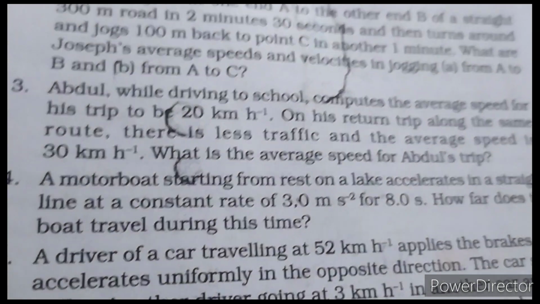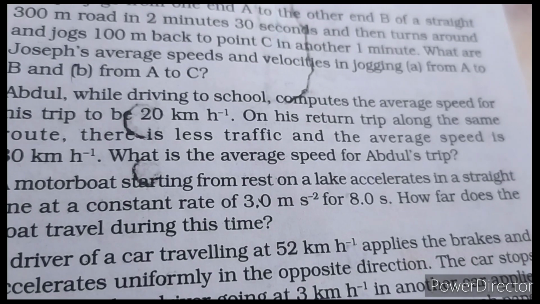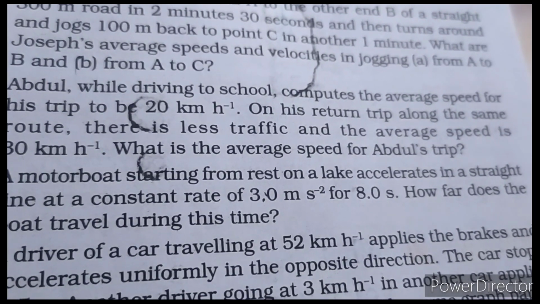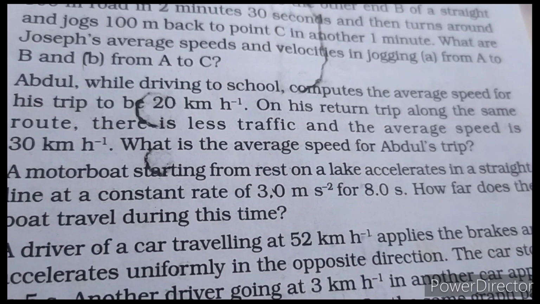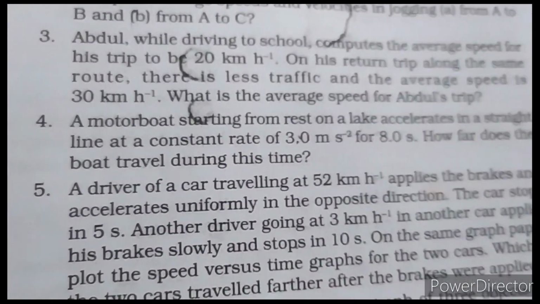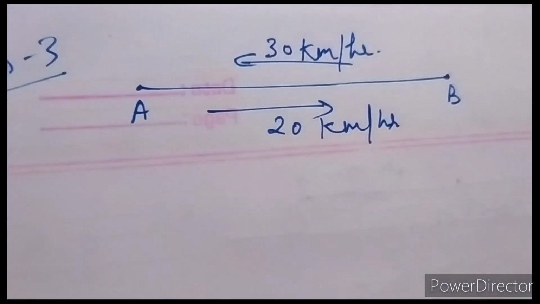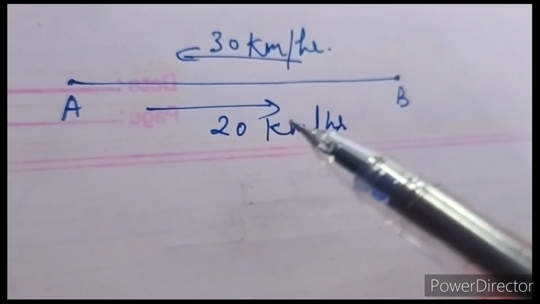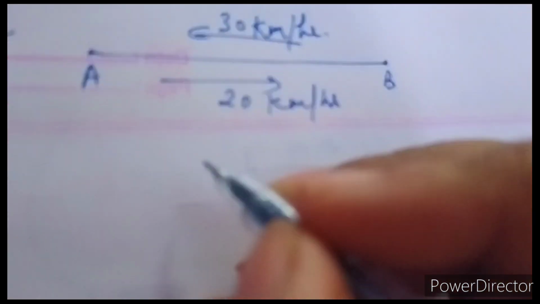Now we come to question number 3, that is Abdul, while driving to school, computes the average speed for his trip to be 20 km per hour, and on returning the speed is 30 km per hour. So you have to find the average speed of Abdul. So again I have drawn a diagram. From A to B the speed is 20 km per hour, and on returning 30 km per hour. You have to find the average speed.